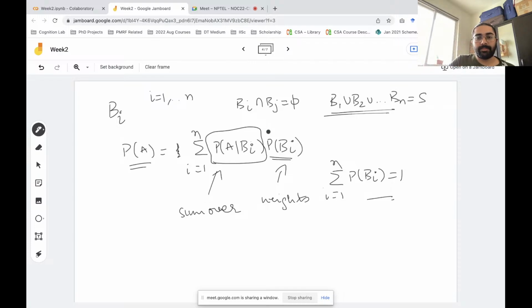Hi, Raj. Yeah, tell me. Yeah, I had a doubt. Just a clarification: can it be extended to denumerably infinite sets for this conditional probability? Yes, that can be done.